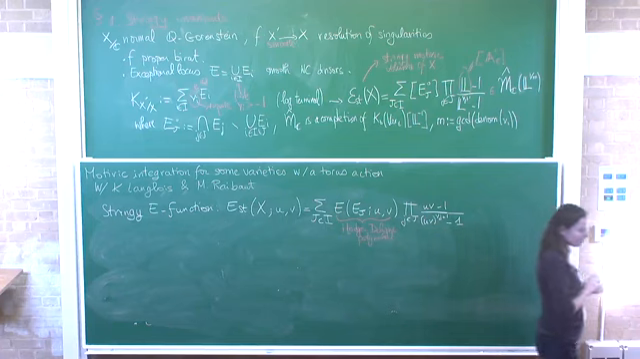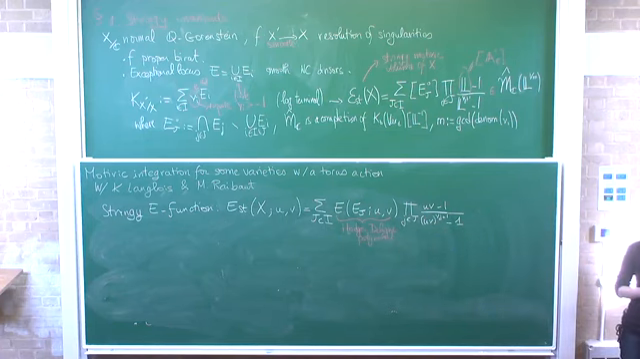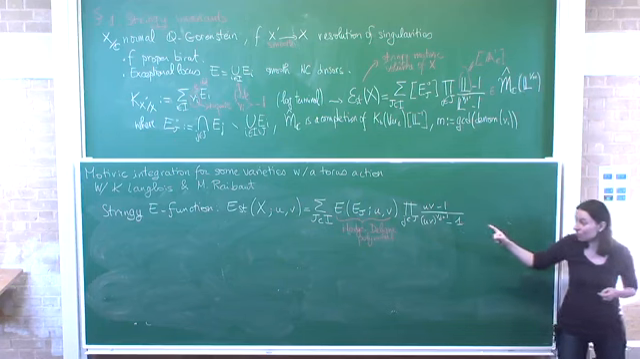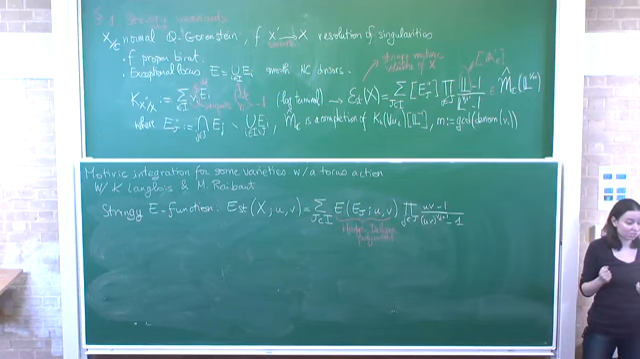Right. So we can also evaluate this at uv equals 1, and that would give us the stringy Euler characteristic.